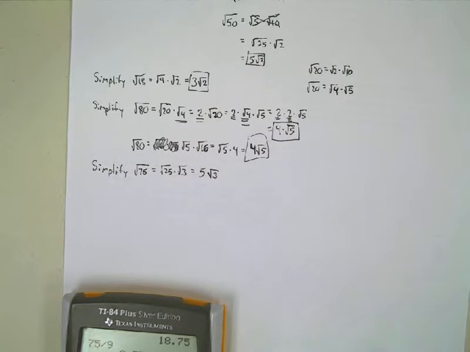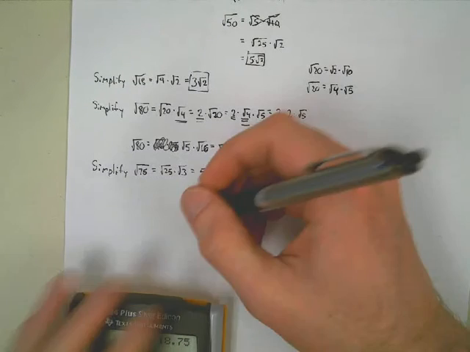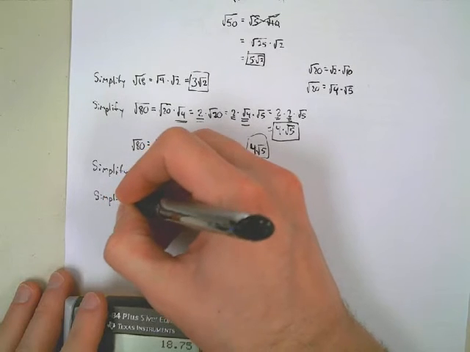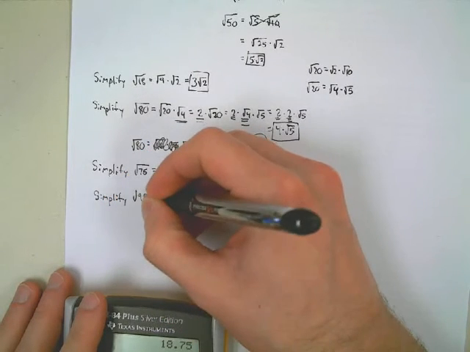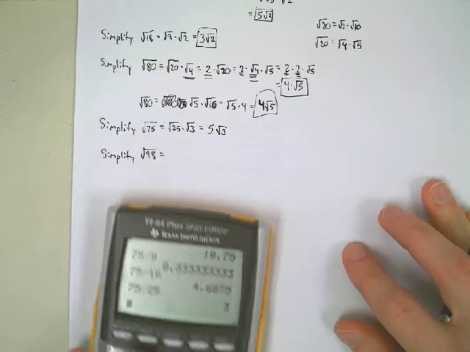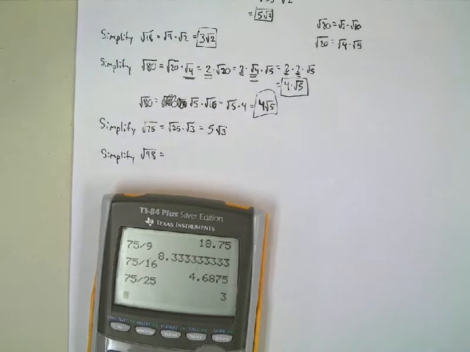Let's try simplify the square root of 98. Let's try that one. Okay, square root of 98. So again, we just go through here.